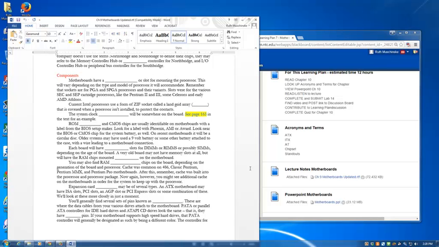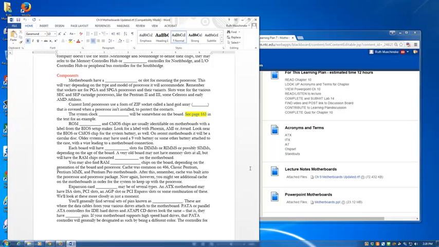The system clock crystal will be somewhere on the board. Your book has an example. ROM BIOS and CMOS chips are usually identifiable on motherboards with a label from the BIOS setup maker. So look for a label with Phoenix, AMI, or Award written on it. Also look near the BIOS or CMOS chip for the system battery. On recent motherboards, it will be a circular disc. Older systems may have used a 9-volt battery or some other battery attached to the case with a wire leading to a motherboard connection.